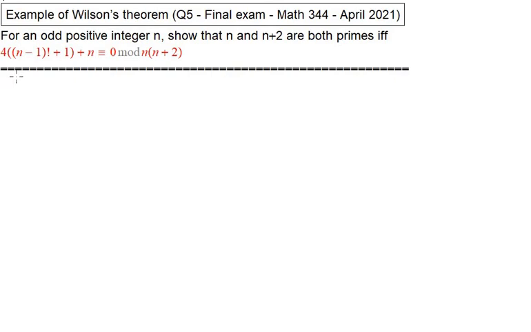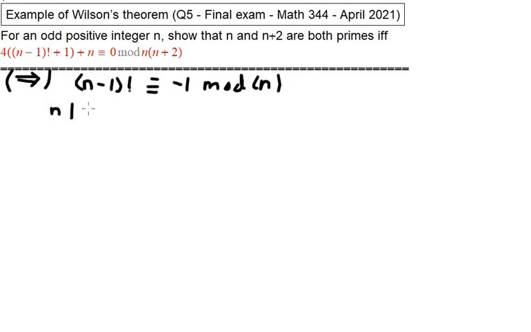Alright, so I'm going to go one direction first. So assume that both n and n plus 2 are primes. So by Wilson's theorem, we have n minus 1 factorial is equivalent to negative 1 mod n. Or in other words, n divides into n minus 1 factorial plus 1.